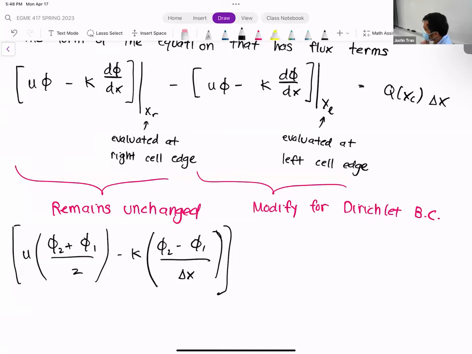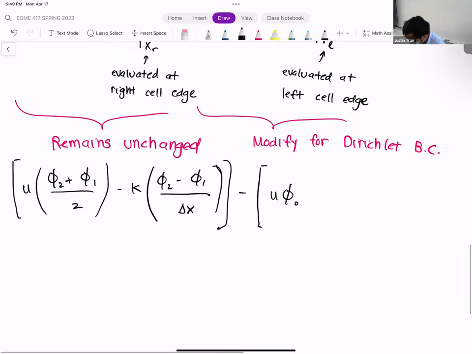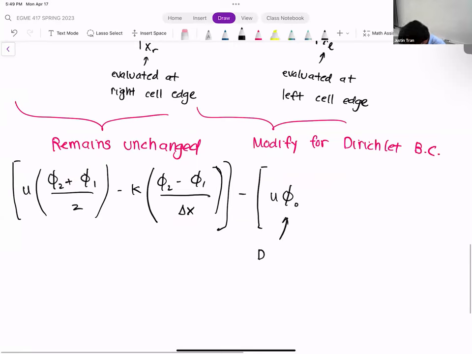When we have a neighbor, we can put all those flux terms in terms of the neighboring cell and the center cell. In this case, it's phi2 and phi1. For the left, it's going to look like the following. First we have the convection term: u times phi, where phi itself is evaluated at the edge of the cell. When we have a Dirichlet boundary condition, we know exactly what the value of phi is at the boundary of the cell. So this phi naught right here is the Dirichlet value, defined right at the edge of the cell.